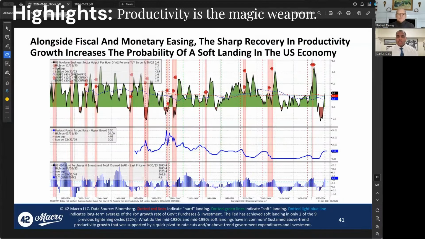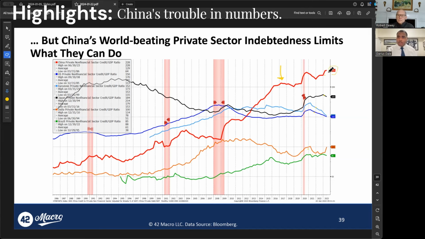One of the things that caused us to make that initial determination in late October and early November was the bounce that we saw in productivity, because we understood at the time that, hey, it's going to force people into the soft landing camp. See, at 228% of GDP, Chinese private non-financial sector debt is as high as it is in the world across all these major economies.